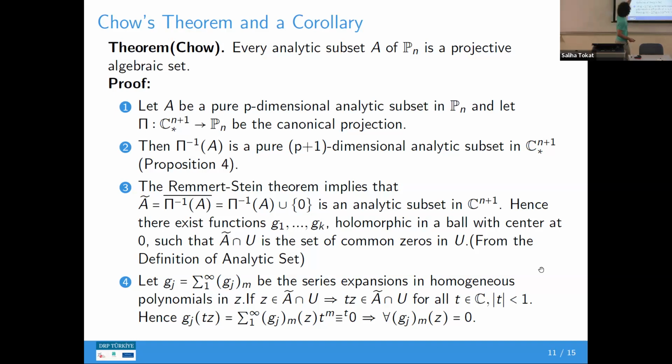So first we use π⁻¹(A), and we know that it's an analytic subset because we set that in the proposition for the regularity in Pⁿ. And we know that its dimension is higher by 1 than the dimension of the original one. So it is a pure (p+1)-dimensional analytic subset in C^(n+1)*. Star means we don't have 0.